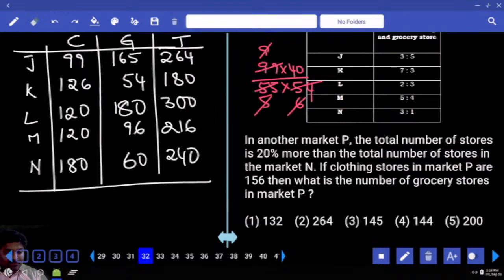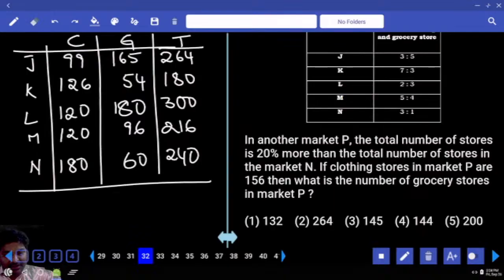Fifth option. In another market P, the total number of stores is 20% more than the total number of stores in market N. Market N, we have total 240, 20% of it, 48, 48 more, 288. If clothing stores in market P are 156, remaining 132 will be grocery. Grocery stores in market P 132, first option.